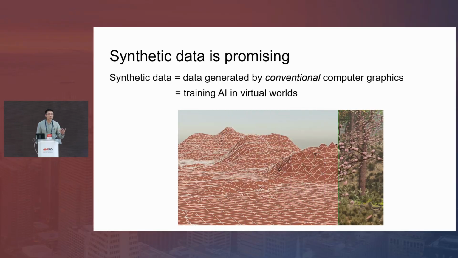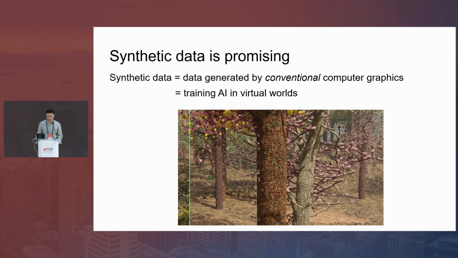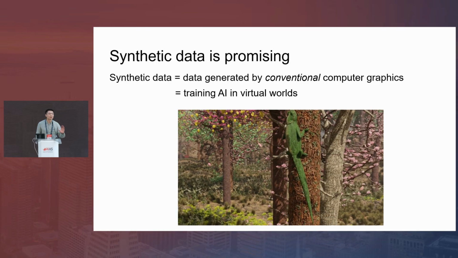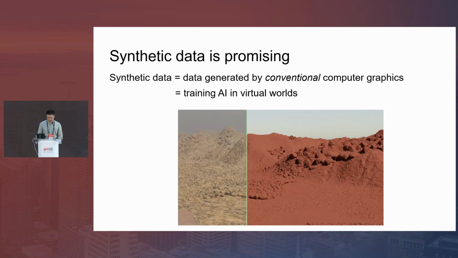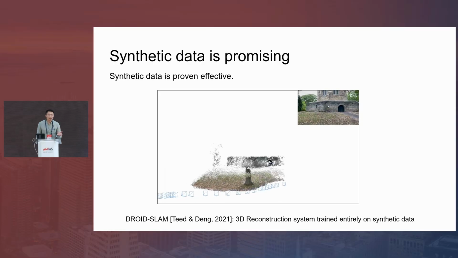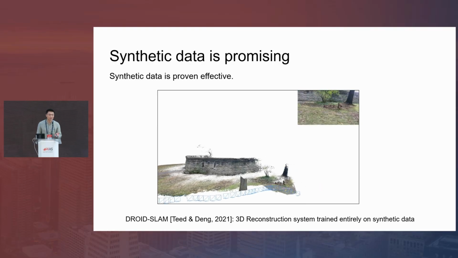So this will be quite obvious in the case of 3D vision, because we generated the virtual world, so we have all the 3D ground truth that we need. Synthetic data has been proven very effective, especially in the case of 3D vision.